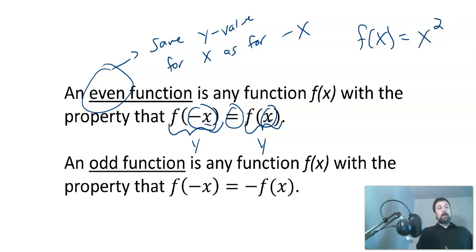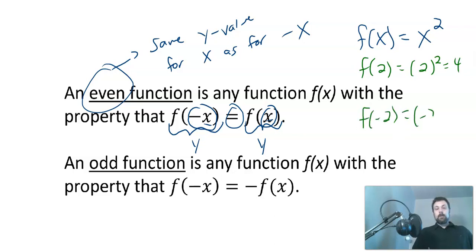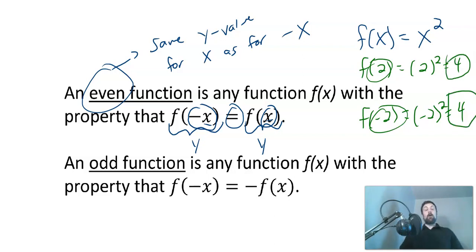Right? So whether I'm plugging in positive 2, which gives me 2 squared, which is 4, or negative 2, which gives me negative 2 squared, which also gives me 4, I'm getting the same answer either way. Whether I plug in positive 2 or negative 2, the answer is going to be 4 regardless. Whether I plug in 3 or negative 3, the answer is going to be 9. I'll get the same answer whether I plug in 4 or negative 4.